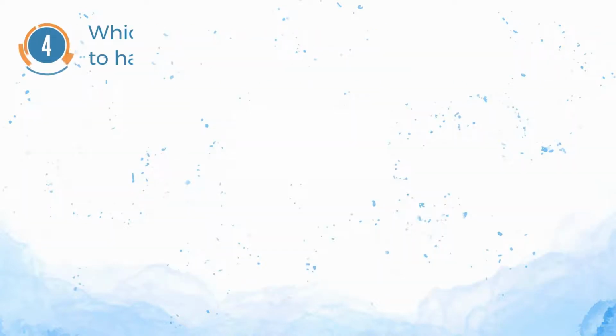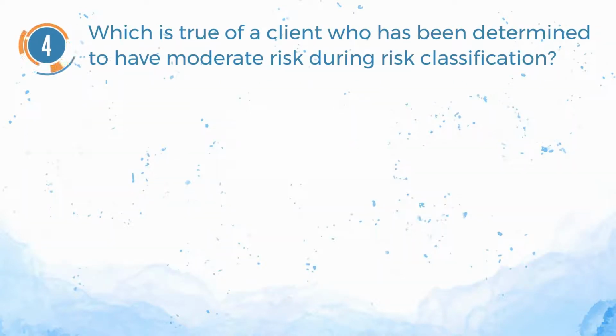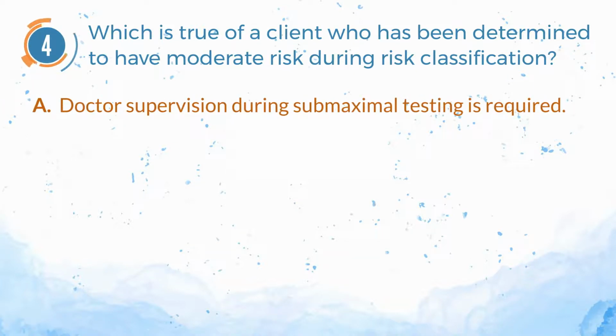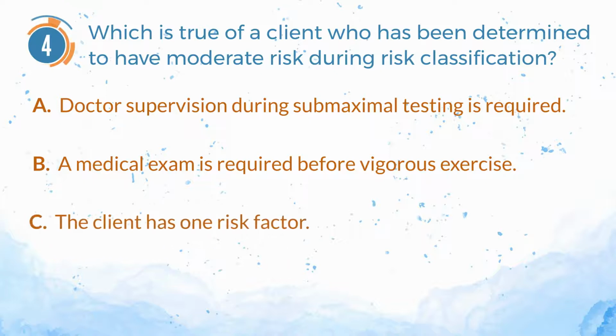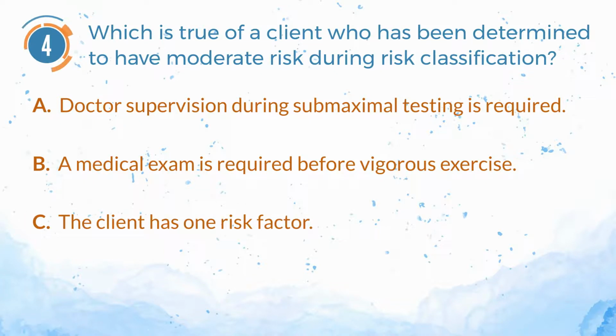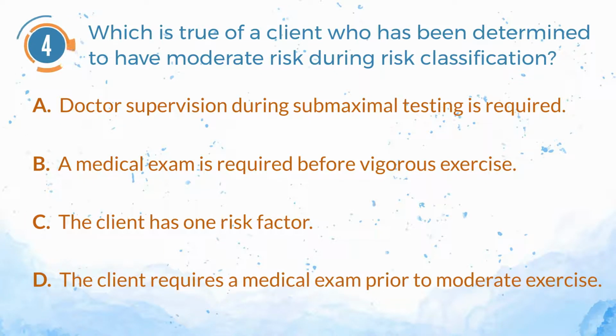Number 4. Which is true of a client who has been determined to have moderate risk during risk classification? A. Doctor supervision during submaximal testing is required. B. A medical exam is required before vigorous exercise. C. The client has one risk factor. D. The client requires a medical exam prior to moderate exercise.